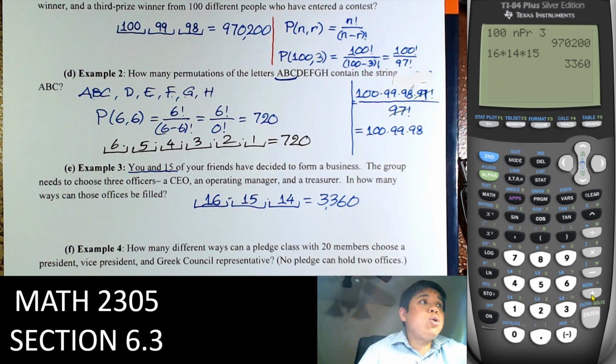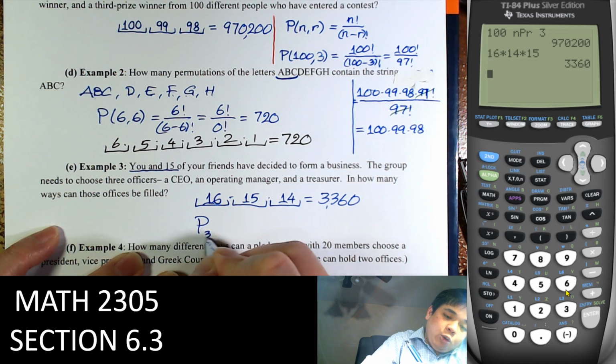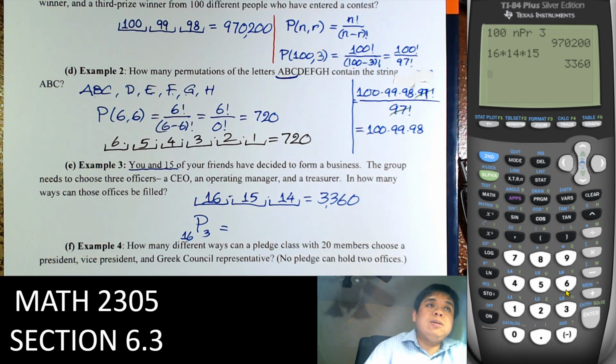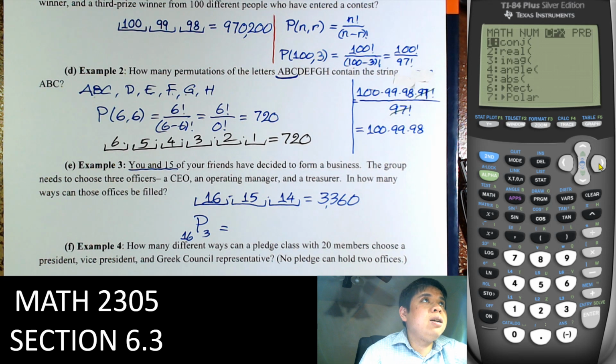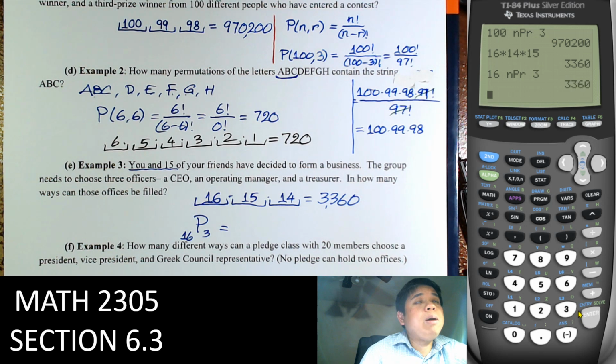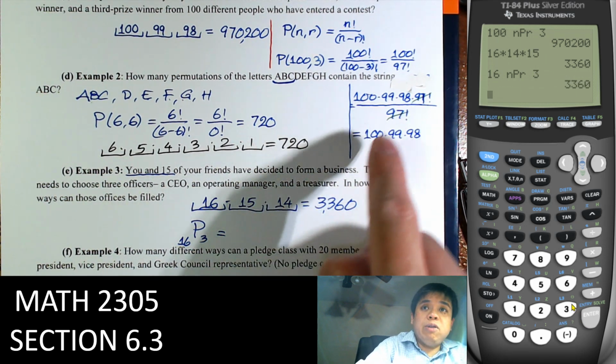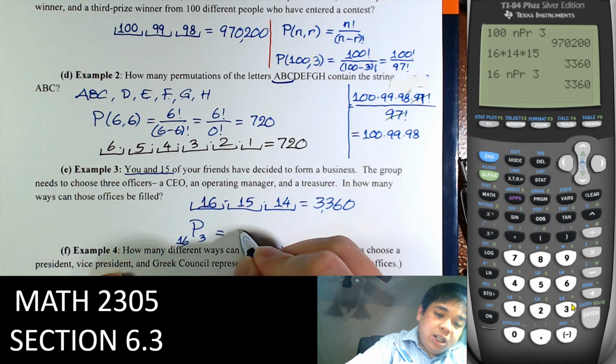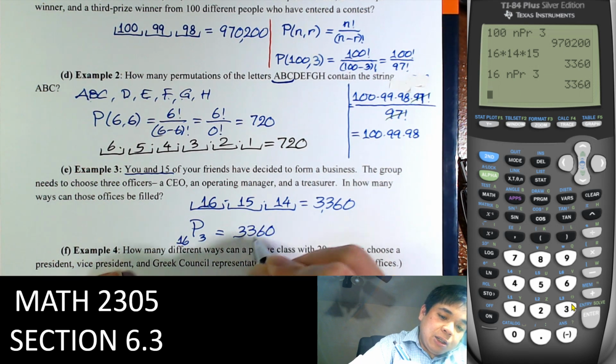Of course, you can also use the permutation of 3 out of 16, 16 math. Of course, you can use the factorial as well. But either way, we should have the same thing.